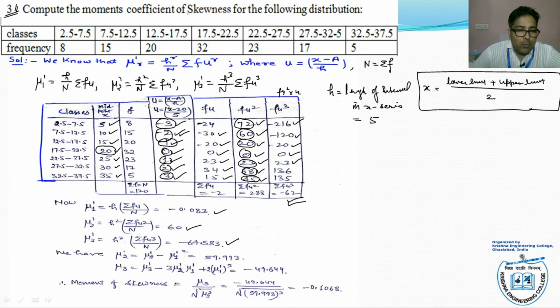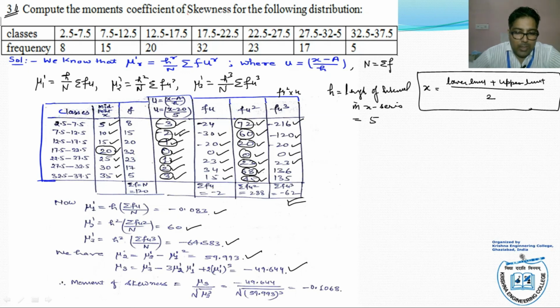So we have mu 2 is equal to mu 2 dash minus mu 1 dash square. Put this value and we get the value of mu 2 is equal to 59.993, and the value of mu 3 is equal to mu 3 dash minus 3 mu 2 dash into mu 1 dash plus 2 mu 1 dash to the whole power cube. Put this value, we get the value of mu 3 is equal to minus 49.644. Moment's coefficient of skewness gamma 1 is equal to mu 3 upon under root mu 2 cube.